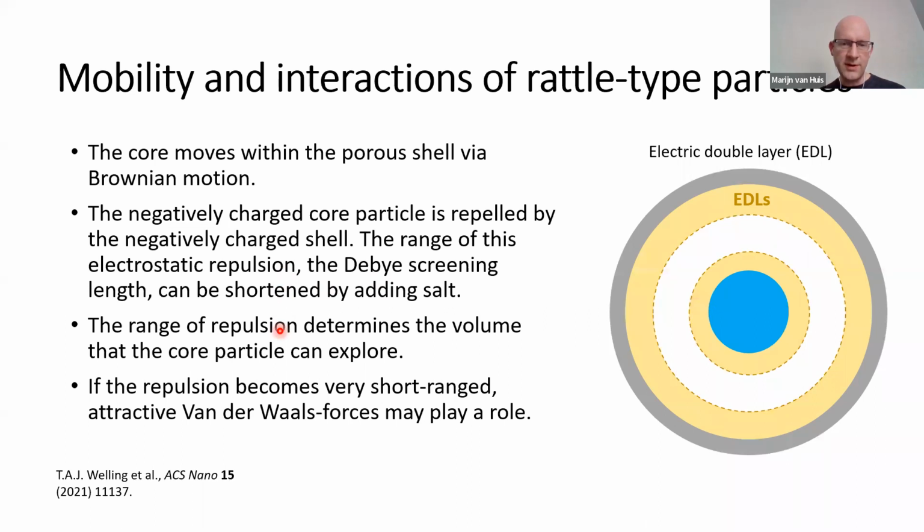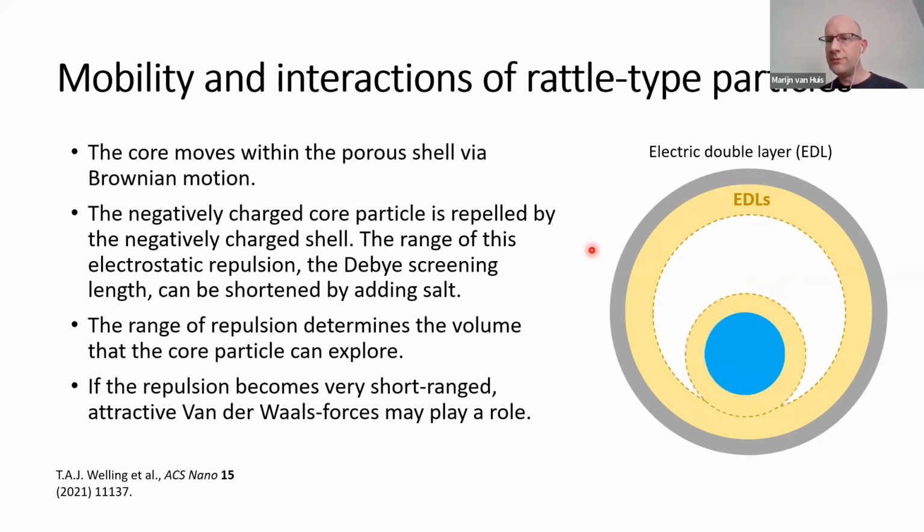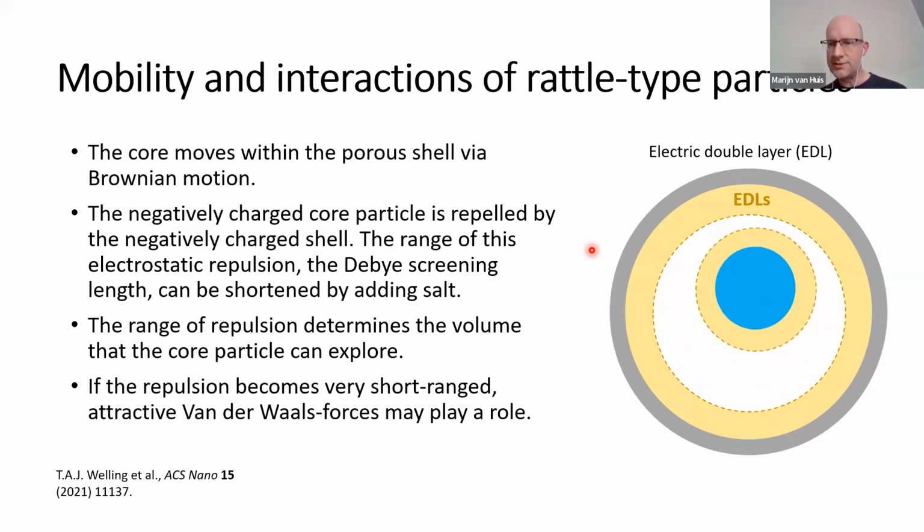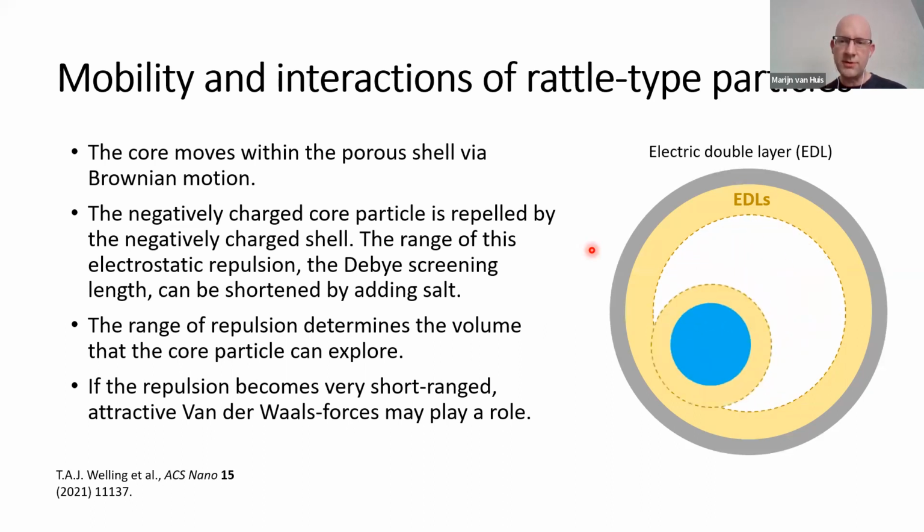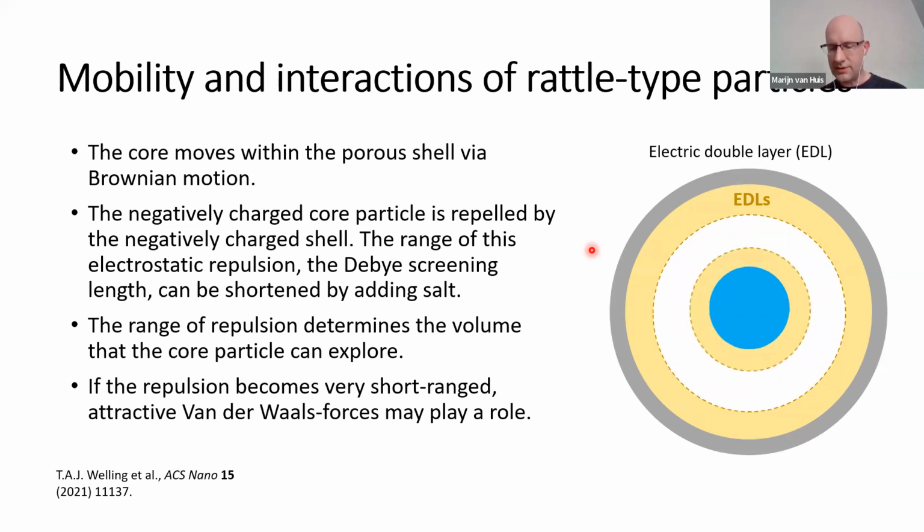And it's also very important because if the repulsion becomes very short-ranged, attractive van der Waals forces may play a role. That means that the core can get stuck at the shell and then it will not move anymore. Then, as we say, the system is not stable, because if it cannot move, then it also loses its functionality. So this is the idea. It can move around as far as this is allowed by the electric double layers. And the idea is now that we can manipulate this. We can manipulate this by adding salt, and we can manipulate this by applying electric fields.